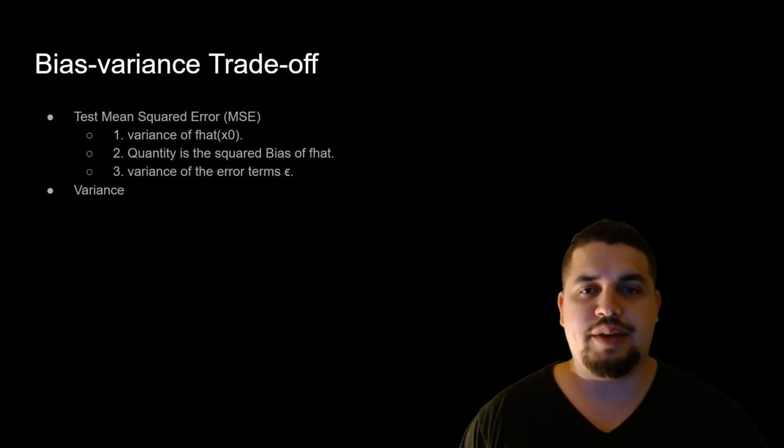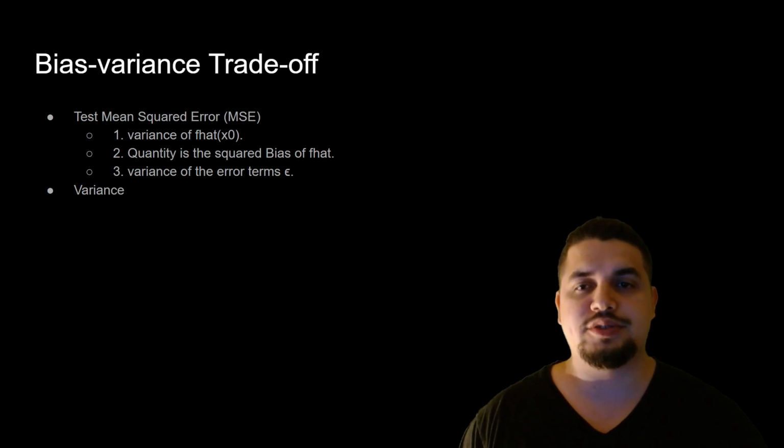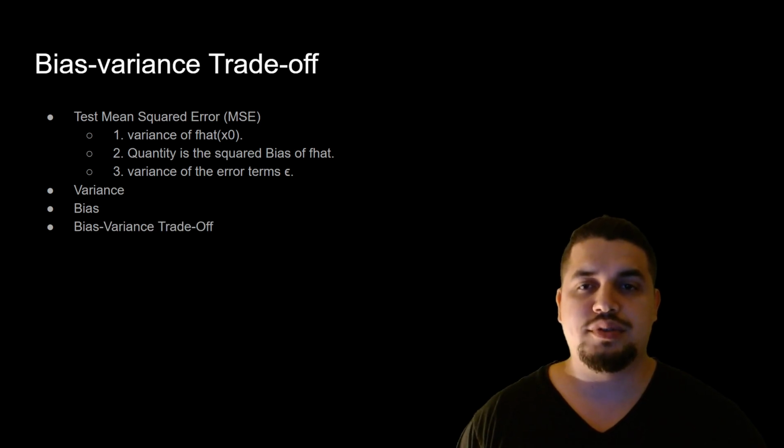Variance is the amount by which f hat changes if it is estimated using a different training dataset. This balance directly impacts the effectiveness and reliability of the model's predictions. Bias refers to the error that is introduced by approximating a real-life problem. This problem may be extremely complicated, yet analyzed by a simple model. As a general rule, as we use more flexible methods, the variance will increase and the bias will decrease. The relationship between bias, variance, and test MSE is referred to as the bias-variance trade-off.